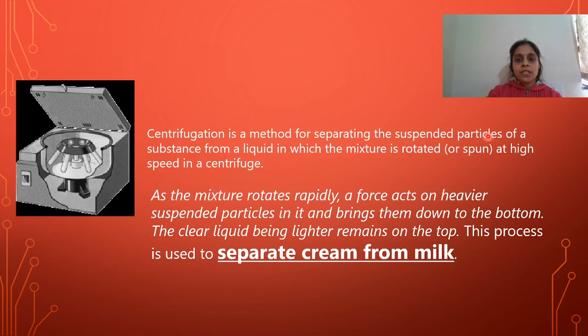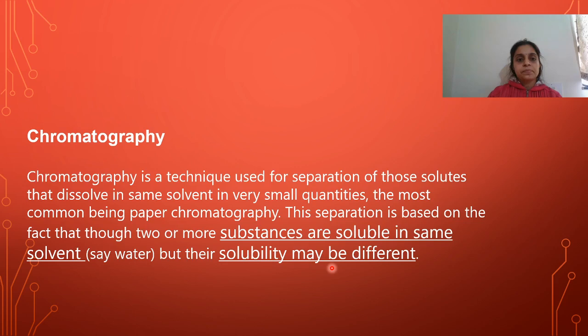Centrifugation is a method of separating suspended particles from a liquid in which the mixture is rotated at a higher speed. Once the mixture rotates, a force acts on the heavier suspended particles in it and brings them down to the bottom. The clear liquid, being lighter, remains on the top. This process is used to separate cream from milk.